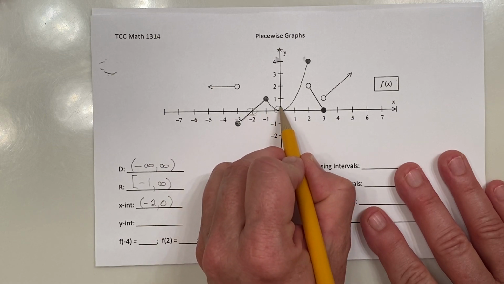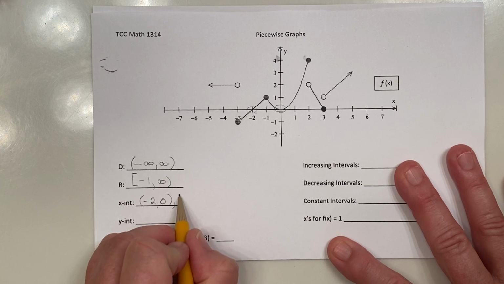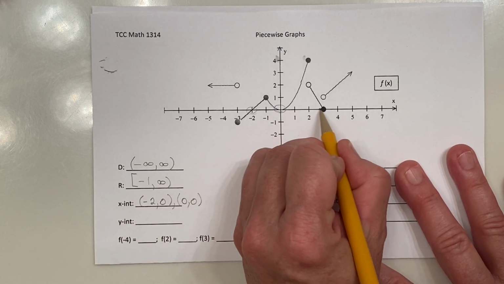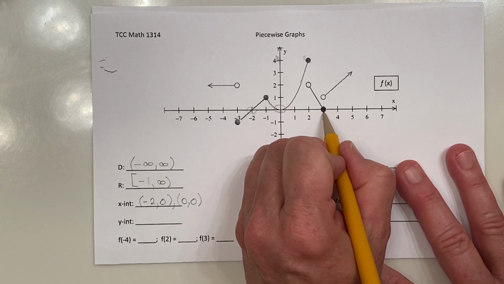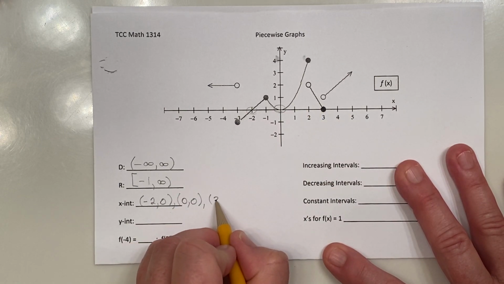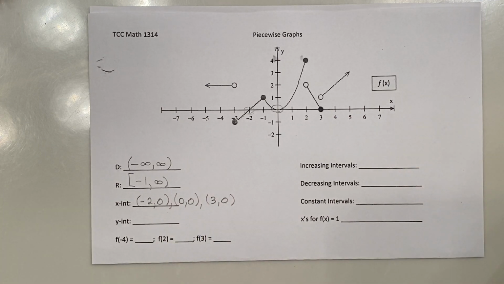Another time where my graph touches or crosses the x-axis is at x equals 0, when y is 0. Continue moving to the right. Oh, there's another x-intercept. I can either touch or cross. This one's touching. So that x-intercept is 3, 0. Notice all the y's are 0, and that's the case with the x-intercepts.